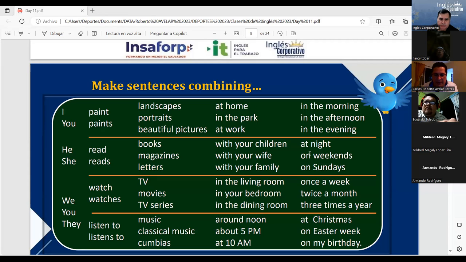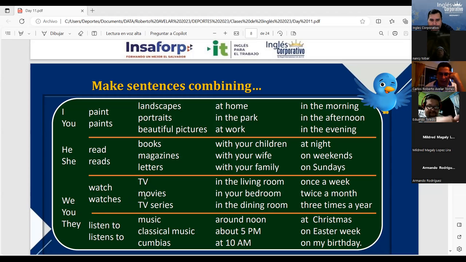With your wife on Sunday. We watch TV. Okay. He, right? With his wife. She with her wife. She reads magazines with her children. Her children on Sundays. Okay. Yeah. We watch TV in the living room. Once a week.